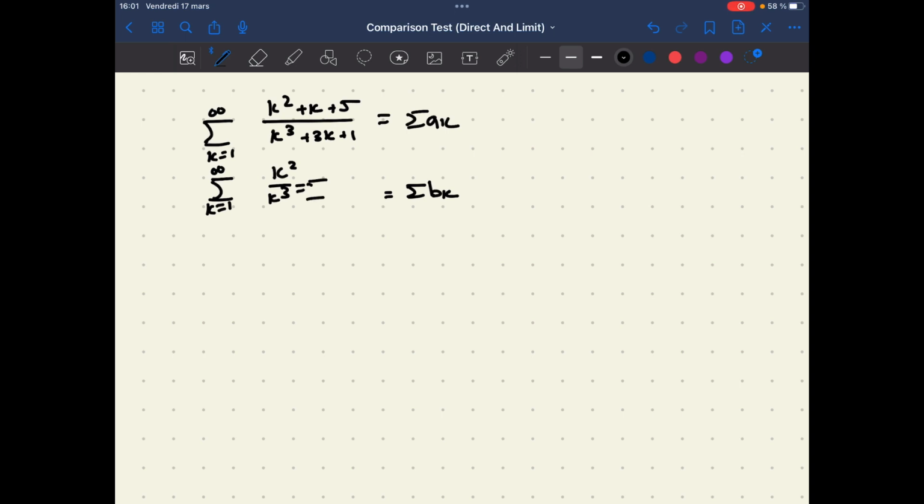We can simplify this down to the series from k equals 1 to infinity, which simplifies down to 1 over k. Using the p-series test, or if you're able to tell, it's a harmonic series, meaning it diverges. So we could say it diverges by p-series, or it's harmonic.